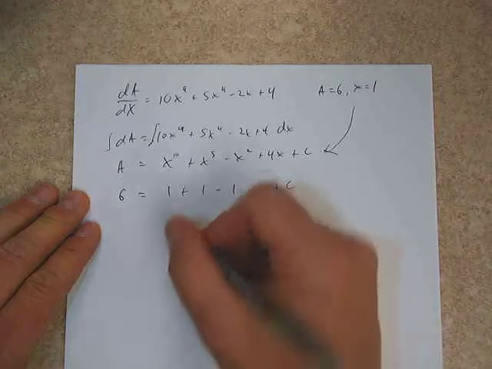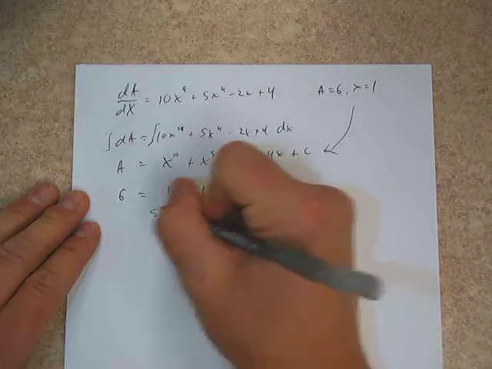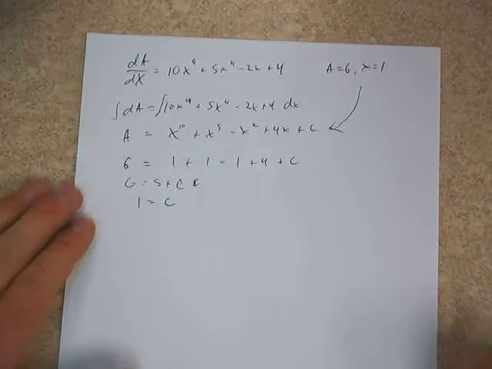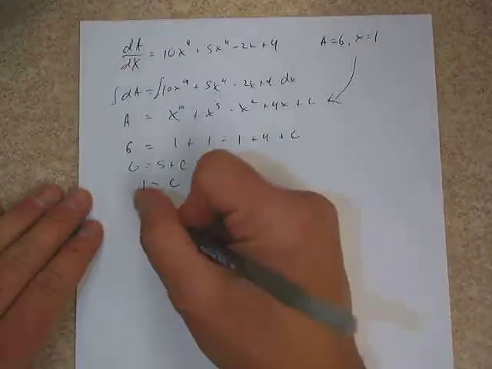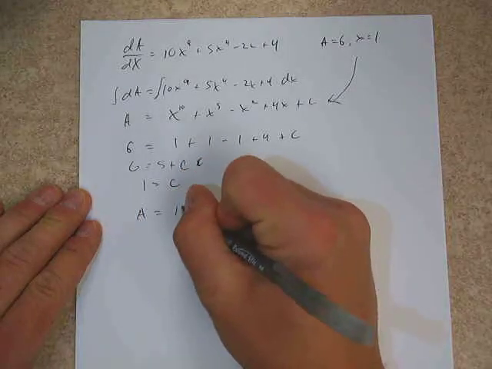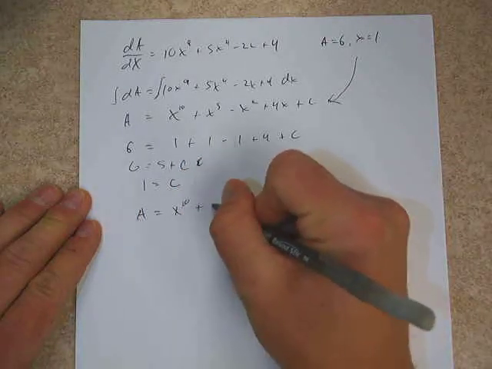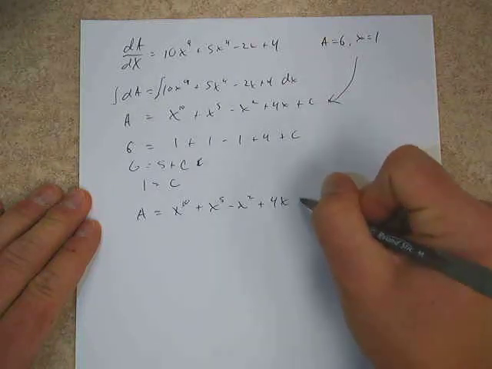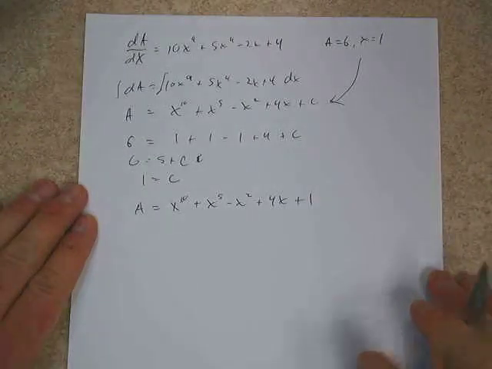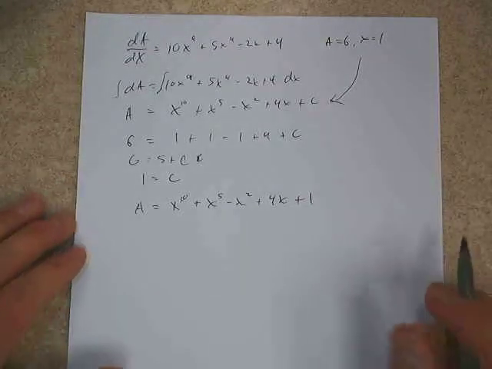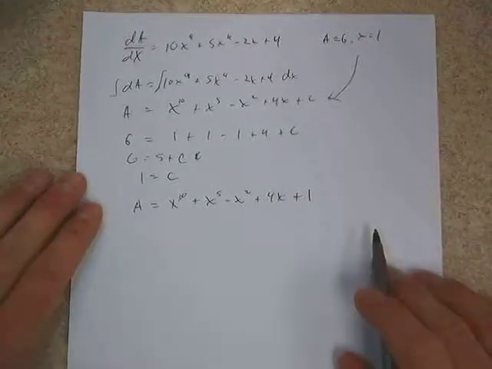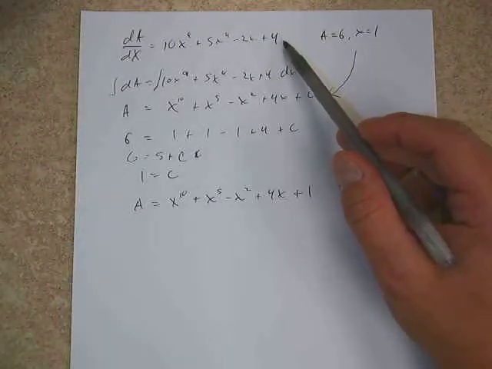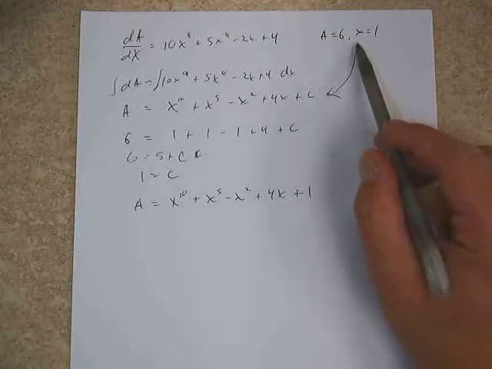So ultimately we're going to get 6 here. If we put a 1 in for all these, we're going to get 1 plus 1 minus 1 plus 4 plus c. And ultimately those two cancel out, of course. We'd have 5. 5 plus c equals 6. And so if we subtract the 5, we get c equals 1. And hence my final answer then is A equals, again, the final answer is the equation. It's not c. C is part of the final answer, but ultimately we're going to get that as our final equation. So that would be the solution to the initial value problem.